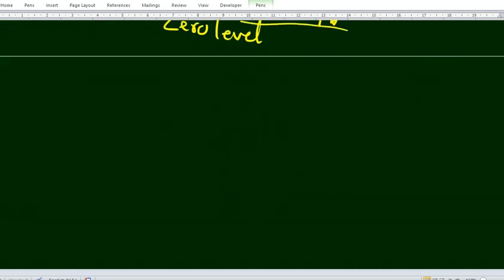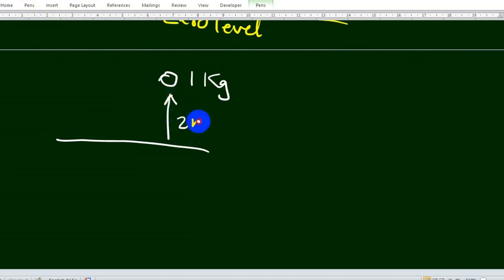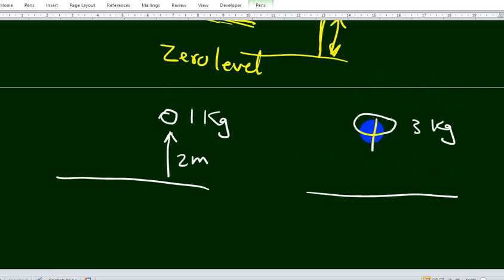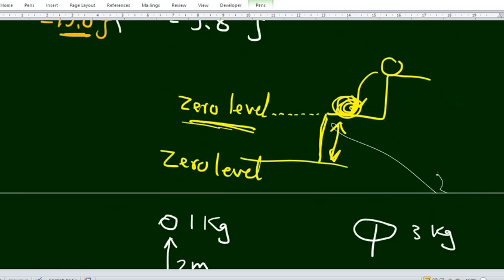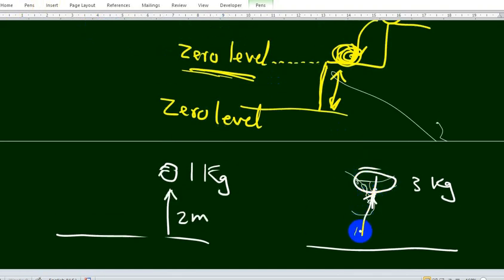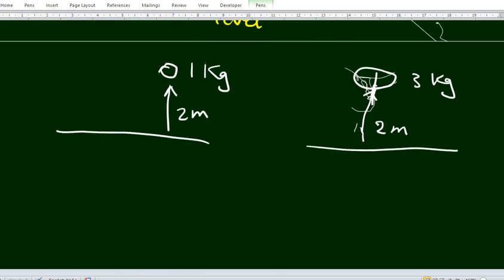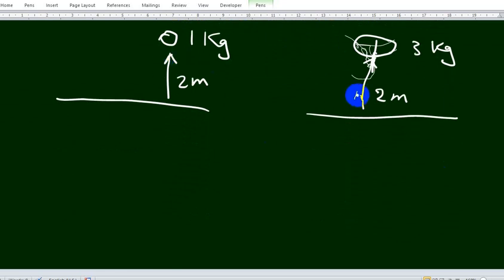The second factor is the mass. This object is 1 kilogram at a height of 2 meters, and this object is 3 kilograms at the same height, which is also two meters. Which one has a higher potential energy? The first object or the second object?